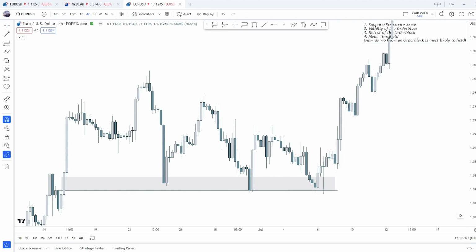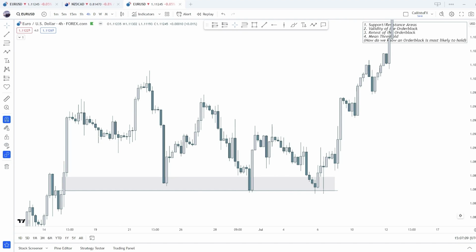Okay, so what did we go through today? We went through what order blocks are, how we know order blocks are valid, why order blocks form, and how we use them to trade. We also went through how we know an order block is most likely to hold.